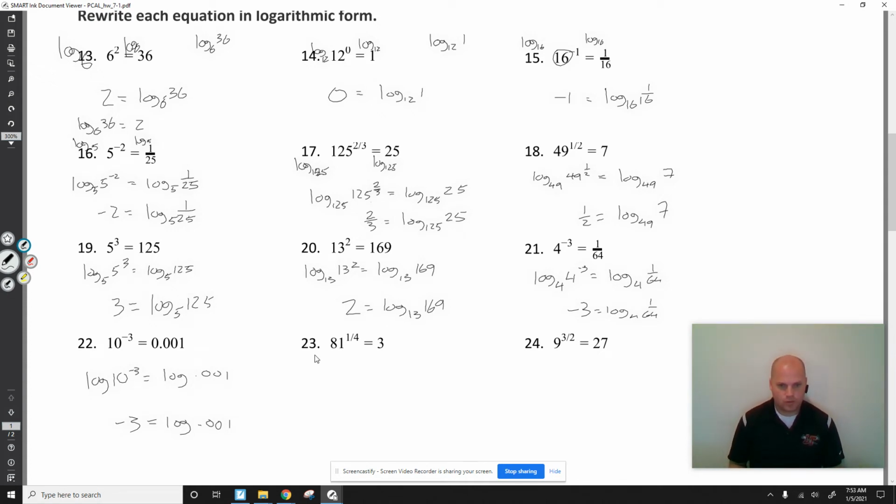81 to the 1/4, I take the log base 81 on both sides. Log base 81 of 81 cancels, leaving you the power 1/4 equals the log base 81 of 3. 9 is the base, so I'll take the log base 9 of both sides.